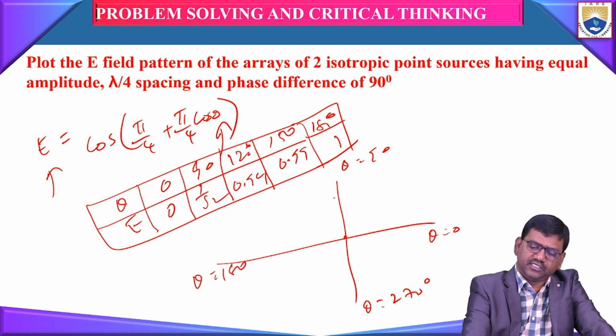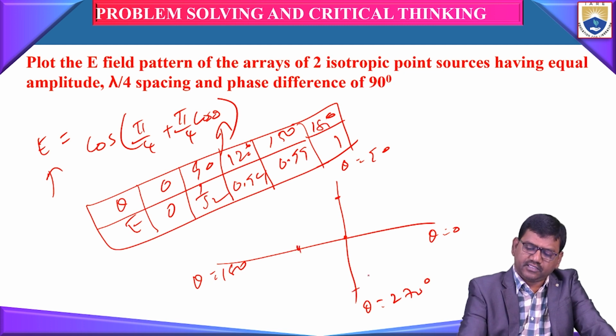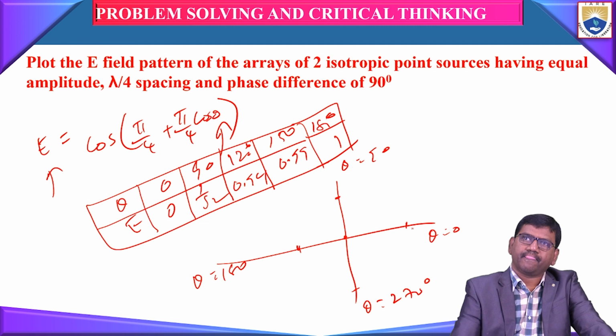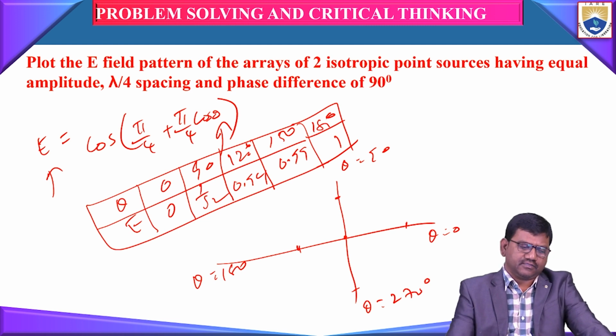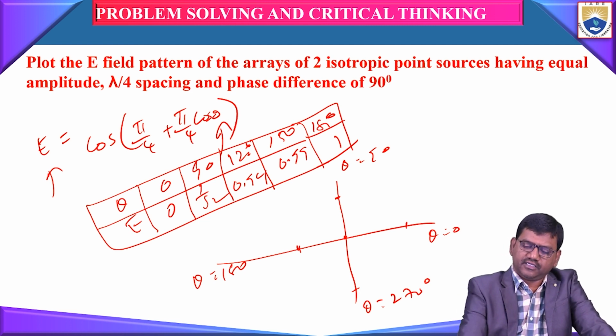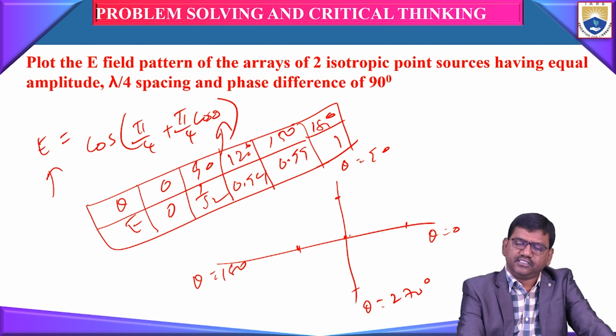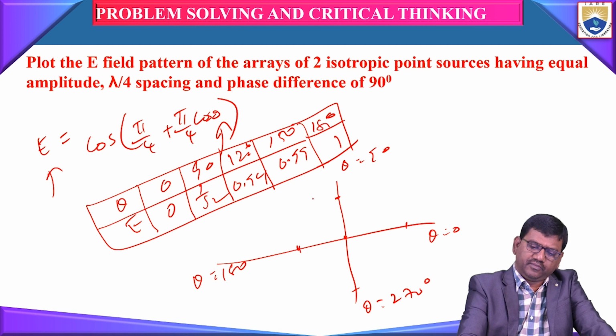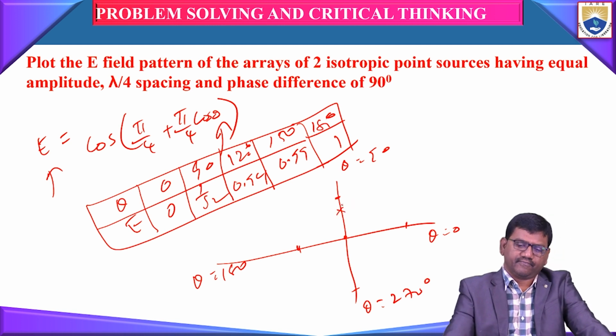Assume the magnitude here, the point up to here is 1, this is 1, and this is 1 on the x-axis. So here this distance is 1 unit, and this distance on the y-axis is 1 unit. Now for 90 degrees, it is given as 1 by root 2. So 1 by root 2 means it will come approximately here.